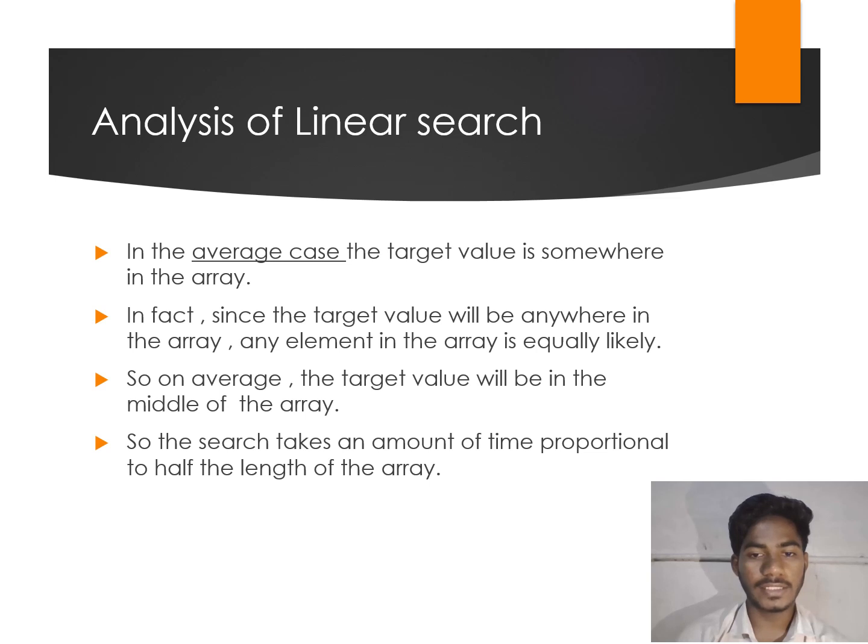In the average case, the target value is somewhere in the array. Since the target value can be anywhere in the array, every element is equally likely. So on average, the target will be in the middle of the array. So the search takes an amount of time proportional to half the length of the array.